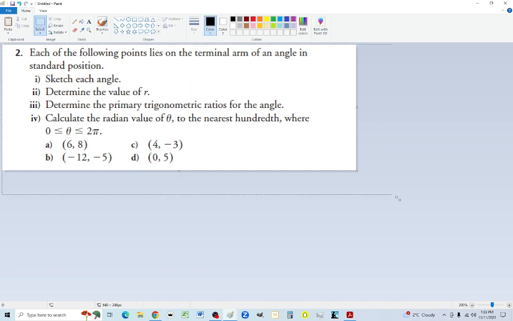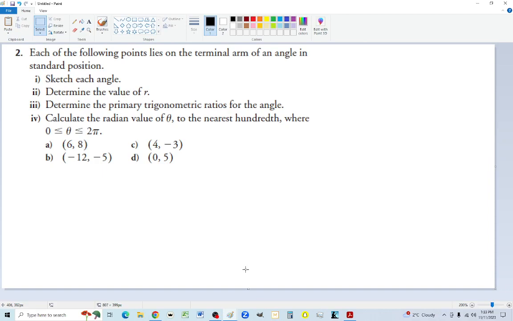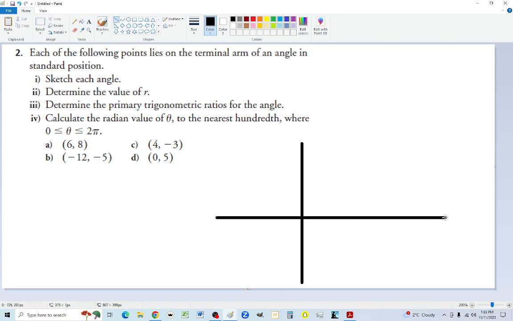Sketch each angle. Determine the value of r, that's the radius length. Determine the primary trigonometric ratios. Calculate the radian value to the nearest hundredth, which means you use a calculator. Whenever you see this, if it says exact, you know you're using your key triangles. If it says nearest hundredth, you're using a calculator.